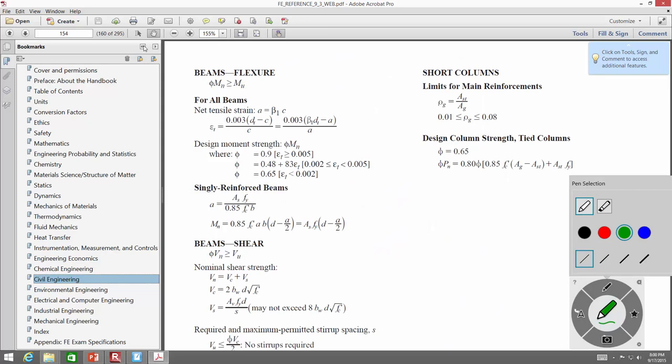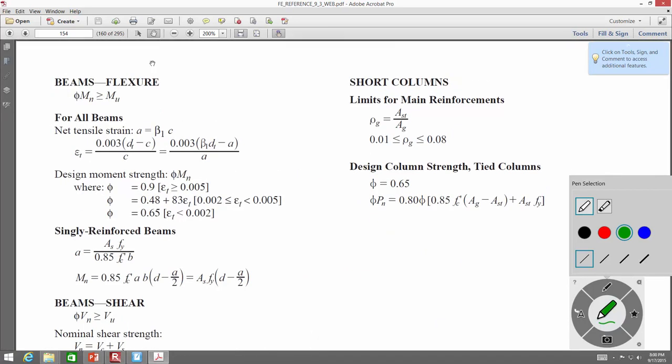If you look at all these formulas, how do we calculate the strain in the steel? 0.003 times (d minus c) over c. How do we calculate phi? Phi is 0.9 when that strain is greater than 0.005. How do we calculate the depth of our stress block, a? It's As fy over 0.85 fc' b. How do we calculate nominal moment? We can do the compression force times (d minus a over 2) or the tensile force times (d minus a over 2). In the end, it's the same.